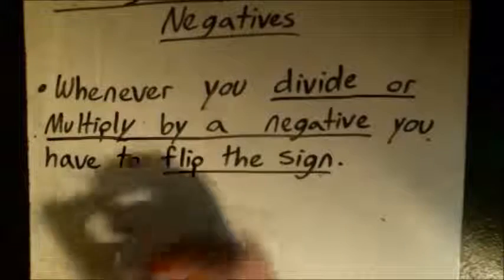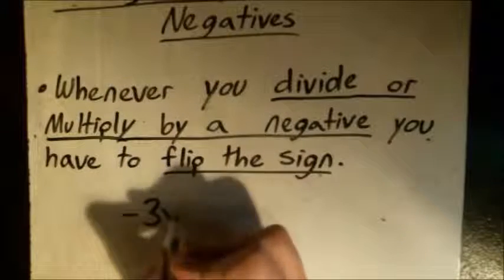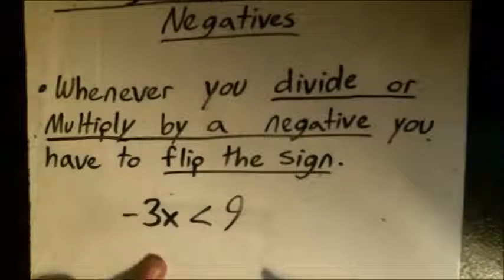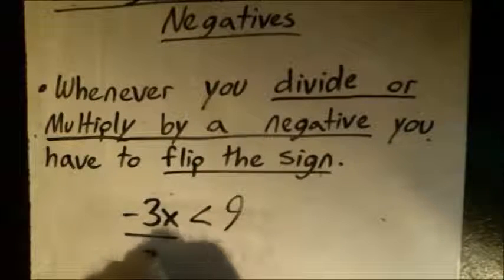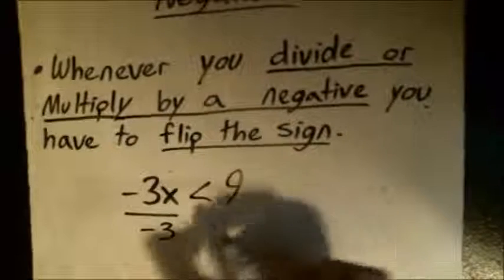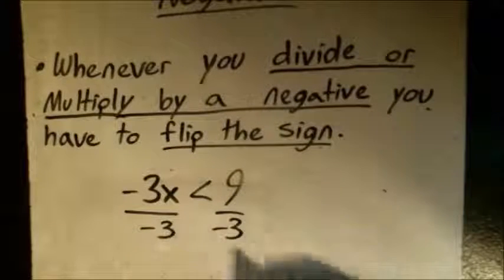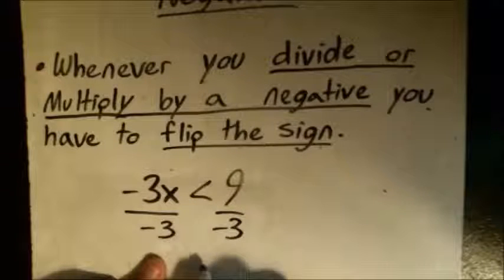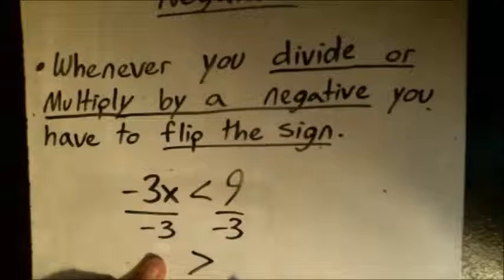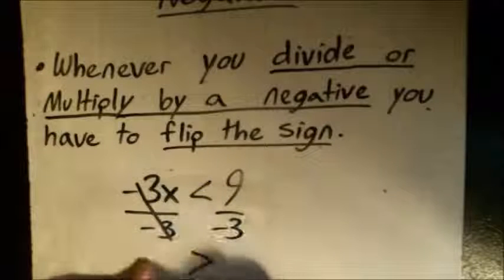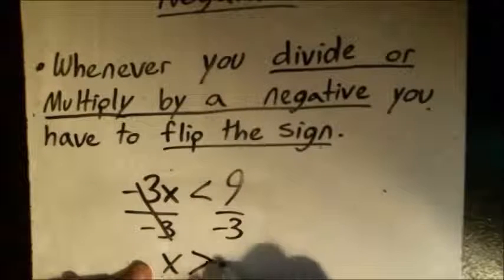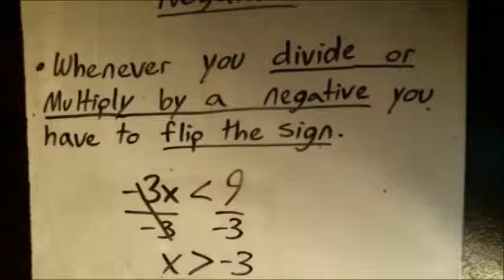So for instance, if I had negative 3x is less than 9, and I wanted to solve for x, I'd have to divide both sides by a negative 3. Now, because I'm dividing by a negative, I have to flip this sign. So instead of a less than sign, it's going to be a greater than sign. My negative 3's cross each other out, so I'm left with x is greater than 9 divided by negative 3, which is negative 3.